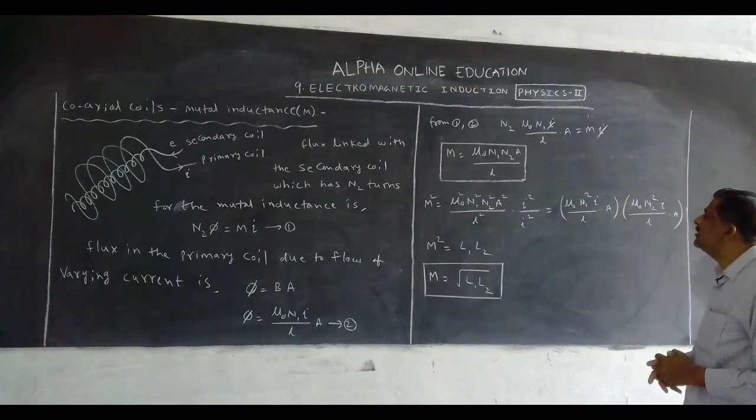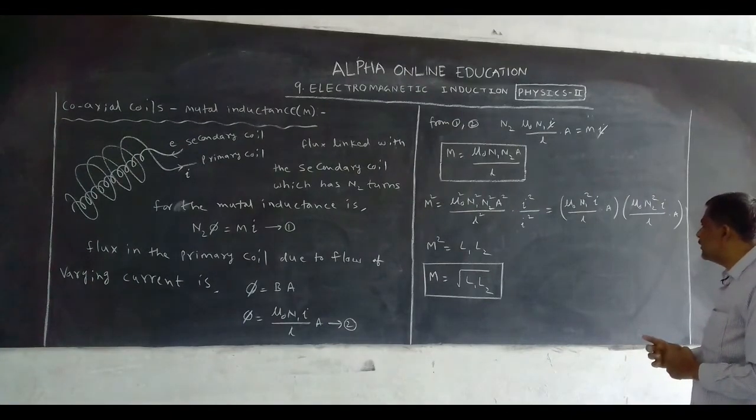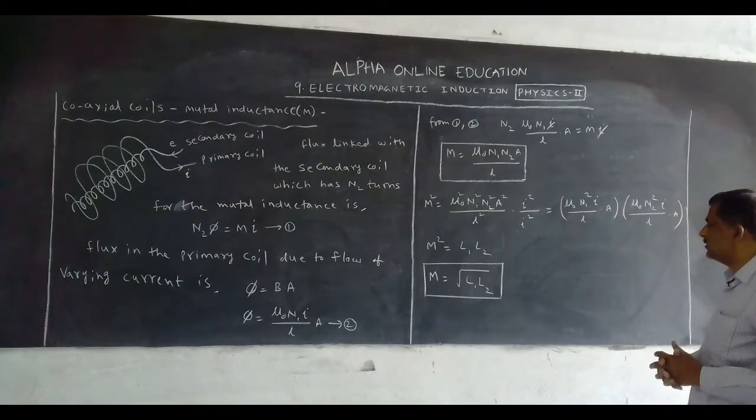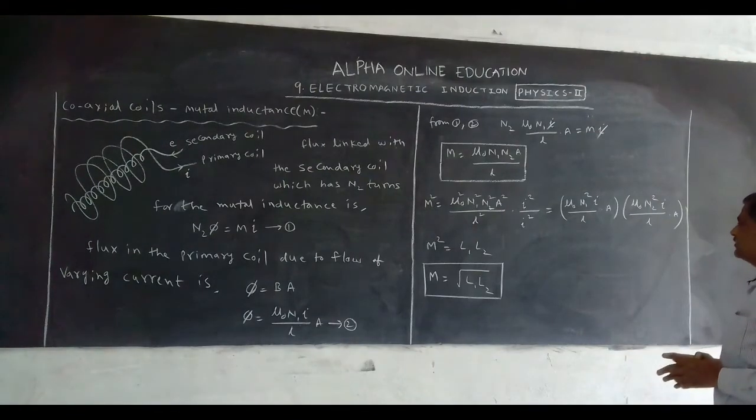What is L1? L1 is equal to mu 0 N1 I into A by L. That is L1, and this is L2. So we get the answer: M square is equal to L1 L2, so M is equal to root L1 L2. This is the equation for the coefficient of mutual induction. Okay, this is the expression.